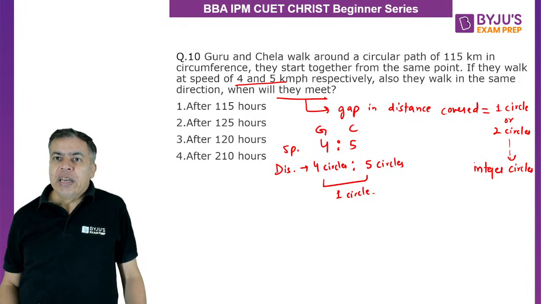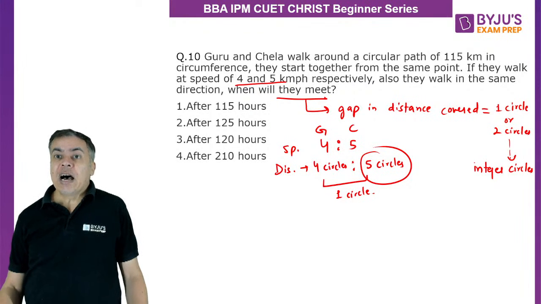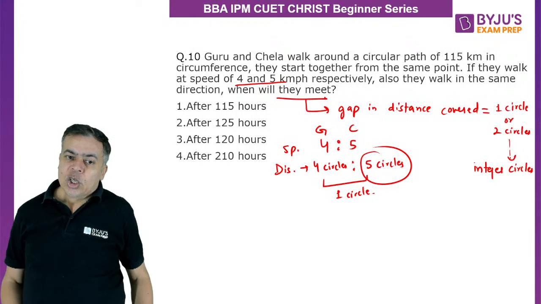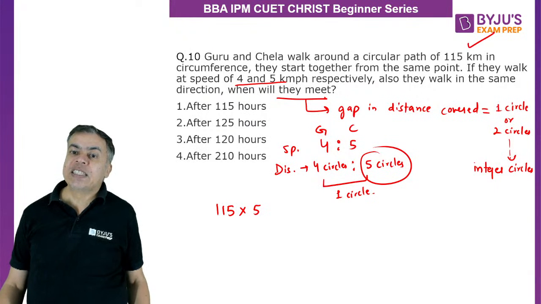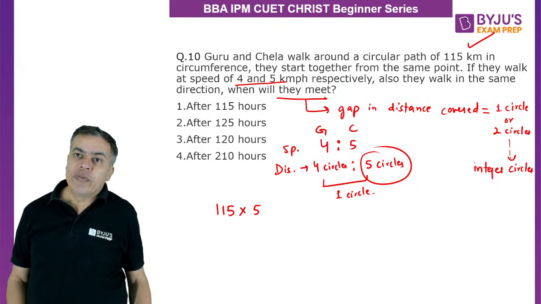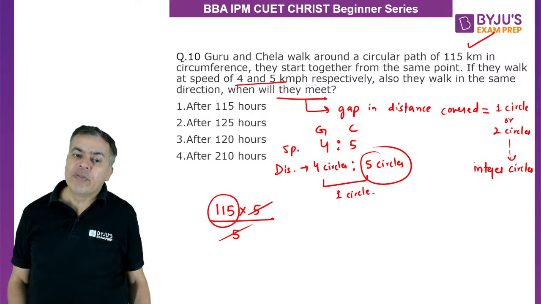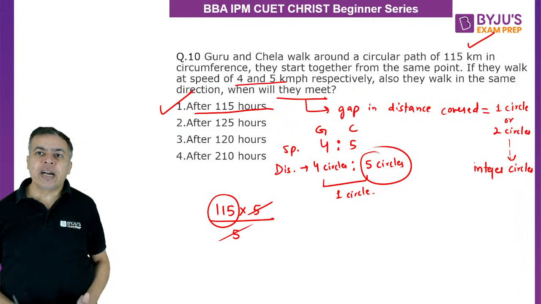Now you can take any of them. Let's say Chela is covering 5 circles, because he wants the time taken, after how many hours they will meet. So when Chela will cover 5 circles, 115 into 5. 115 kilometers is 1 circle. So total 115 into 5, at a speed of Chela, which is 5. So the time taken will be 115 hours.